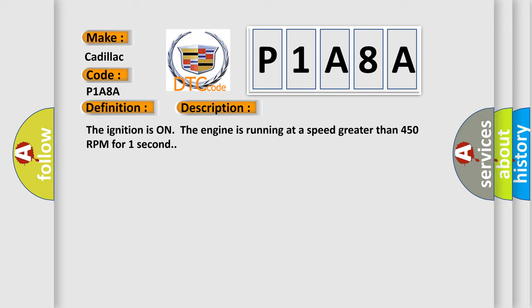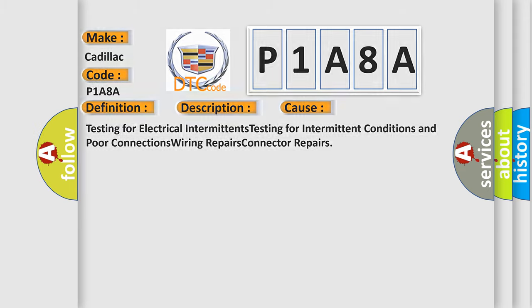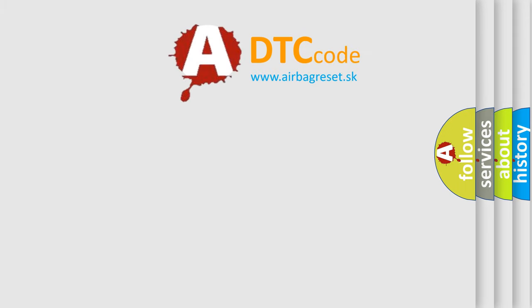The ignition is on, the engine is running at a speed greater than 450 RPM for 1 second. This diagnostic error occurs most often in these cases: testing for electrical intermittents, testing for intermittent conditions and poor connections, wiring repairs, connector repairs.